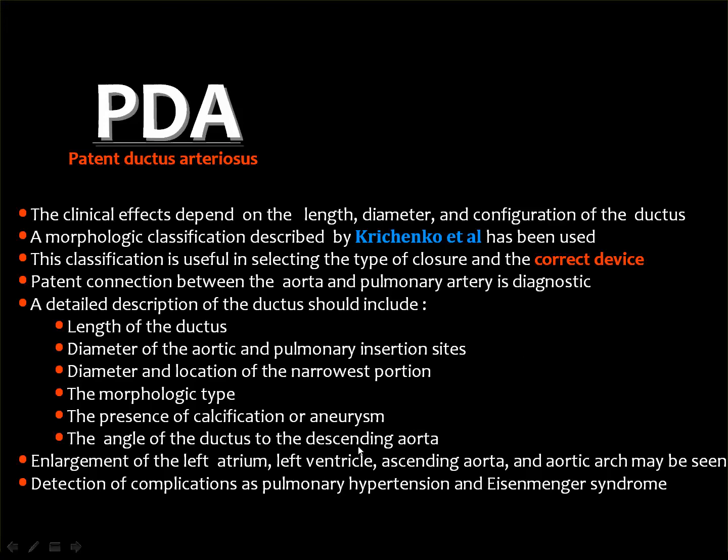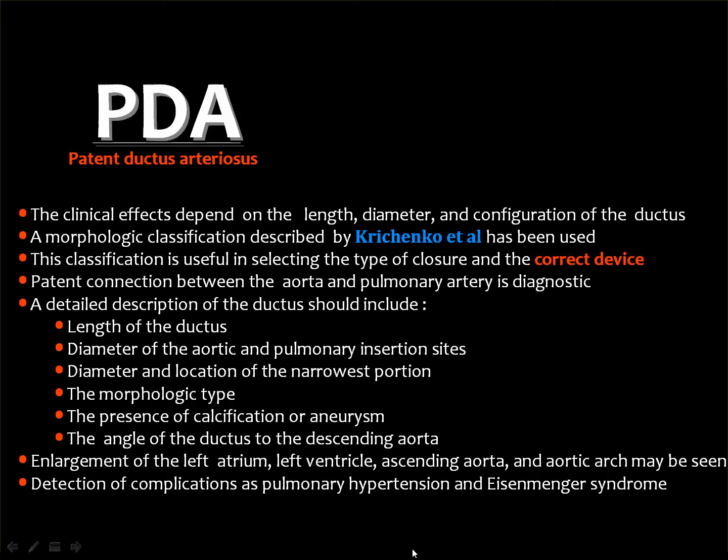Then, whenever you are writing a report about a case with patent ductus arteriosus, you should include these findings. Number one, the length of the ductus. Number two, the diameter of the aortic and pulmonary insertion sites. Number three, the diameter and the location of the narrowest portion of the ductus. Number four, the morphologic type according to the Krishenko classification, and the presence of calcium or aneurysm along the course of the ductus. And if you can mention the angle of the ductus to the ascending aorta, it will be good as well.